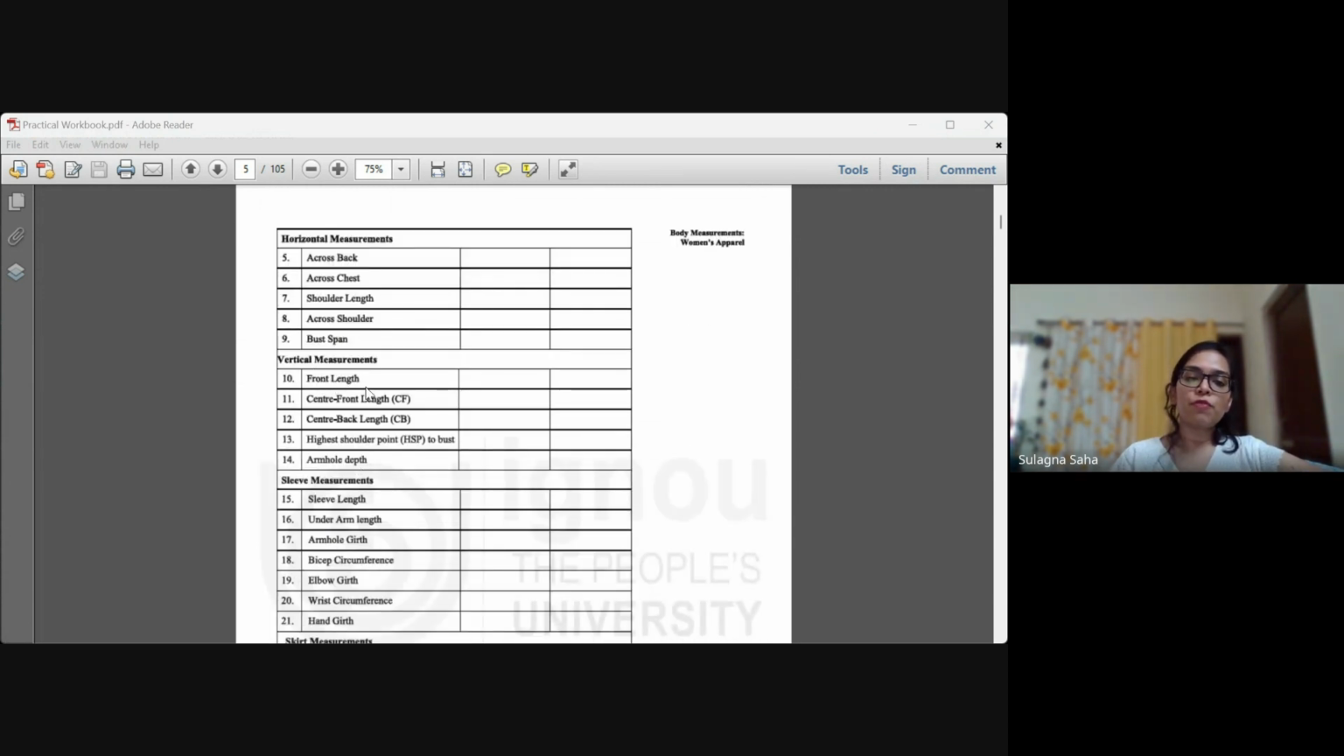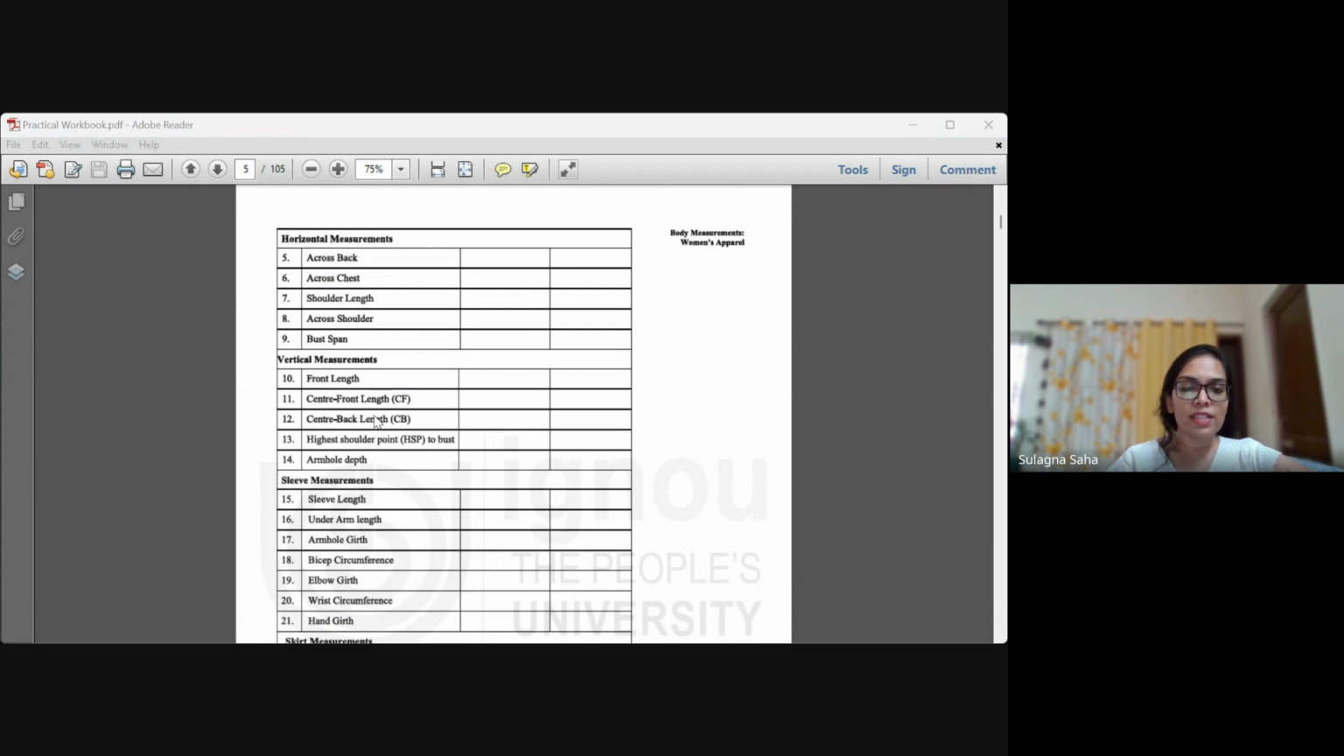From HSP, if you measure to the waist level, that is the front length. Center front length, from the neck point, if you measure to the waist, is the center front length. The center back is where you measure from the center back to the waist.